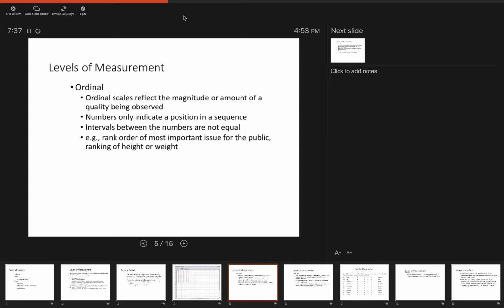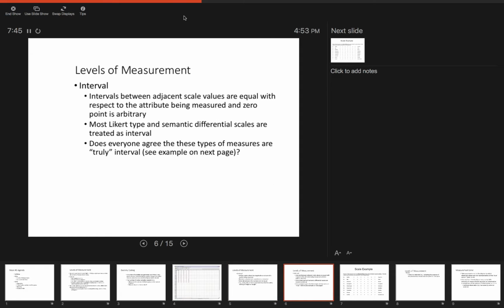So nominal, in name only. Ordinal, looks like the word order. We have some order. Interval, intervals between adjacent scale values are equal with respect to the attribute being measured, but the 0 is arbitrary, right? 0 doesn't mean absence of the thing that we're measuring.